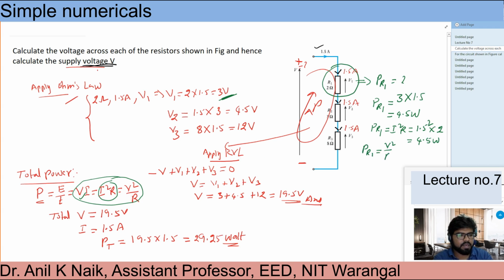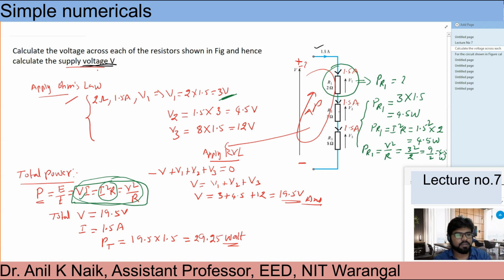V square by R. What is the V at this particular resistor? That is 3 here. 3 square by R. If you do this one, 2. So this is 9 by 2. Again you are getting 4.5 watts. So this is how you can verify these three relations for your power expression.